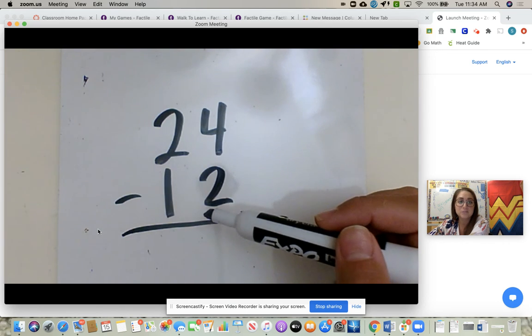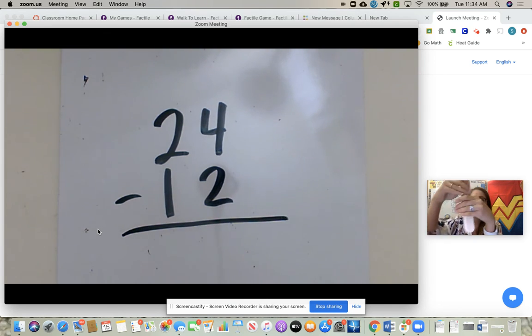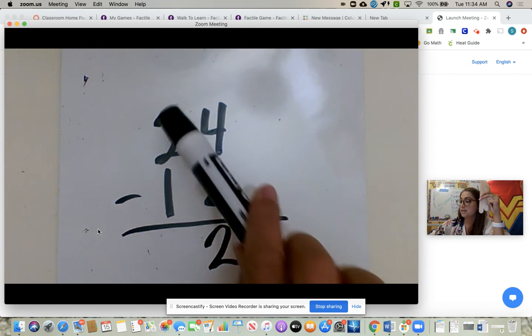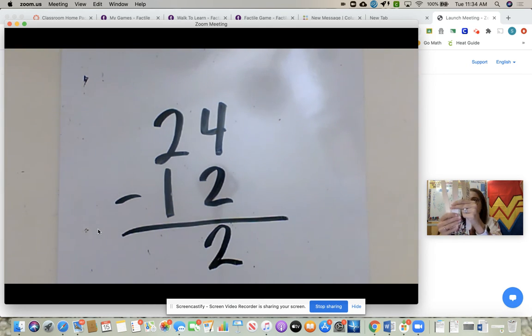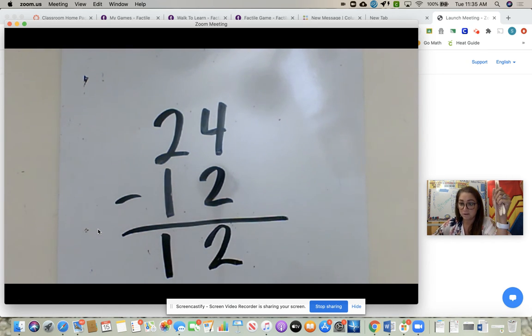So for 24 subtract 12, we start in our ones. 4 subtract 2. So I used items. So if I have 4 sticks, can I subtract 2 from them? Yes, I sure can. And I have 2 left. Then you move to the tens place. If I have 2 sticks, can I take 1 away? Yes, I sure can. And I have 1 left. So 24 subtract 12 is 12. We did about 4 of these problems with no borrowing.